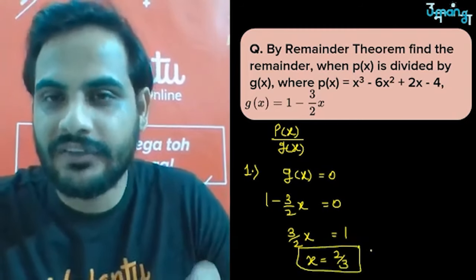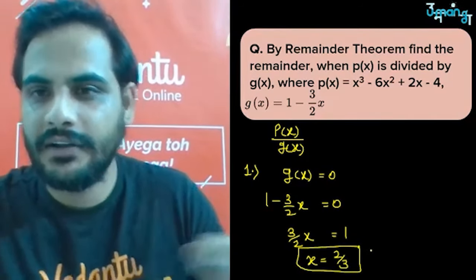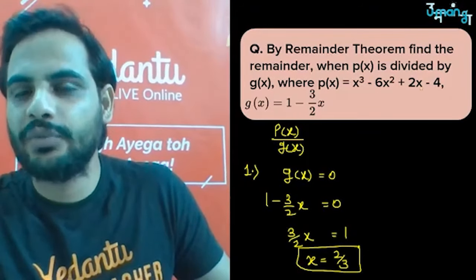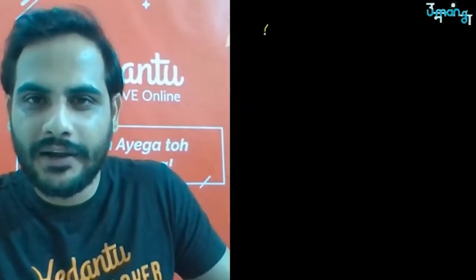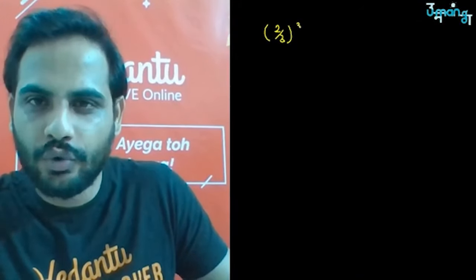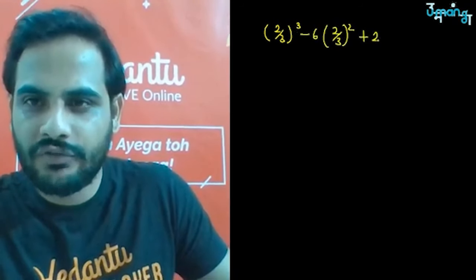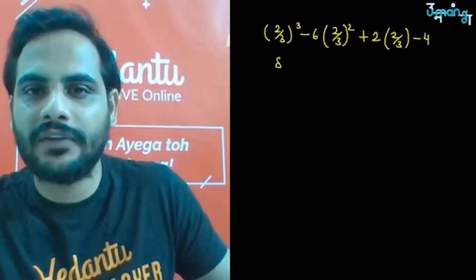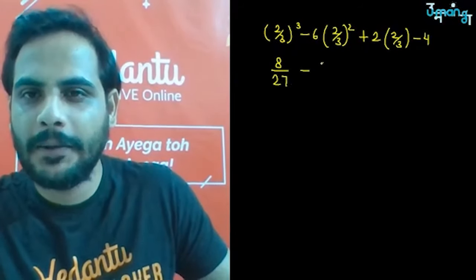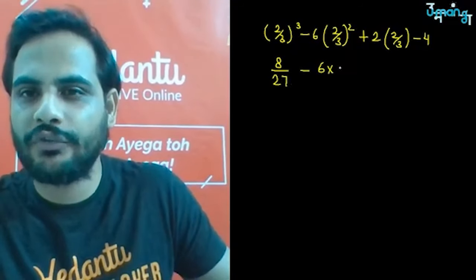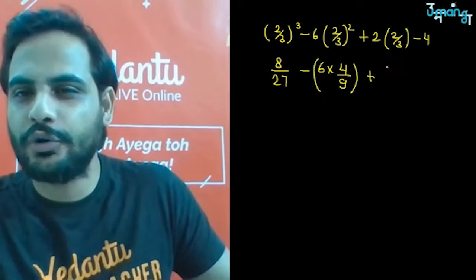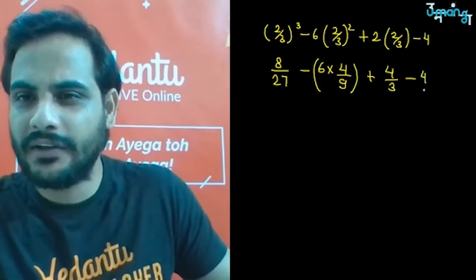Now we need to put x is equal to 2 by 3 in this dividend. So it will become 2 by 3 cube minus 6 into 2 by 3 square plus 2 into 2 by 3 minus 4. So you'll be getting 2 by 3 whole cube minus 6 into 2 by 3 whole square plus 2 into 2 by 3 minus 4. 2 by 3 whole cube is 8 by 27, minus 6 into 2 by 3 whole square is 4 by 9, plus 2 into 2 by 3 is 4 by 3, minus 4.